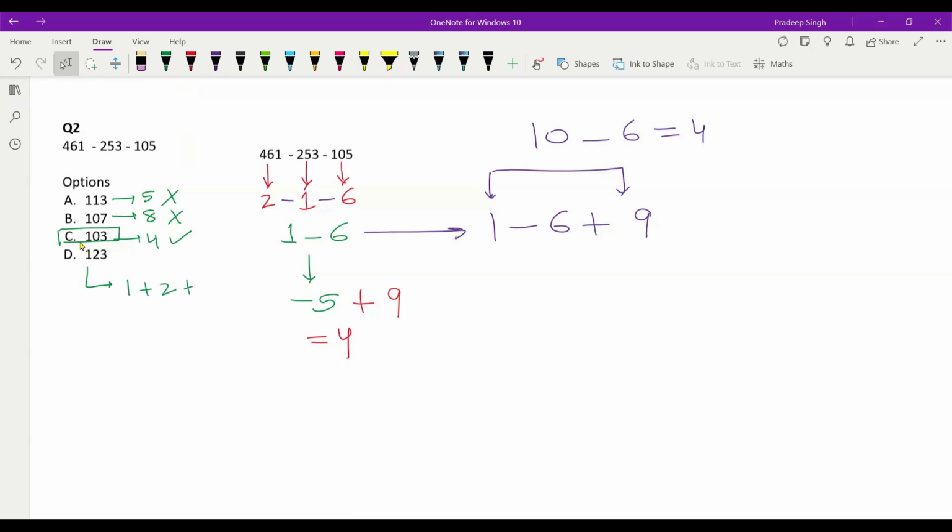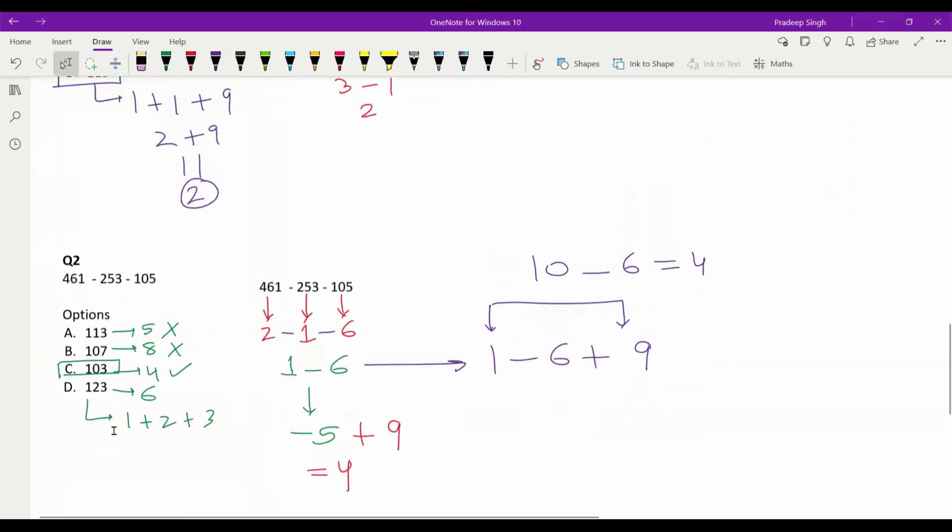The digit sum will be 1 plus 2 plus 3. 1 plus 2 is 3, 3 plus 3 is 6, which means the digit sum of option D is 6. Hence, option C was the answer. So, did you observe the trick involved? In case we are dealing with negative numbers, all we need to do is just add the number 9 in order to find the digit sum.